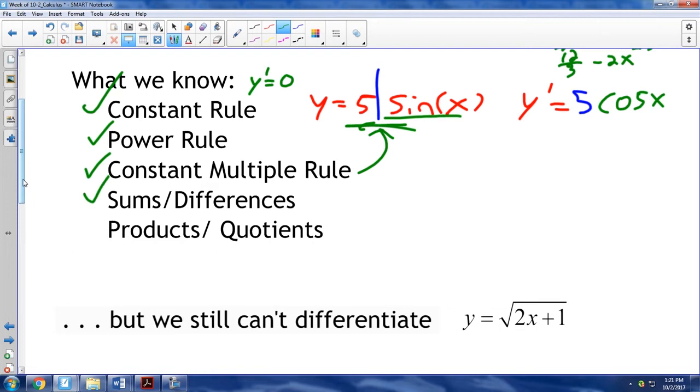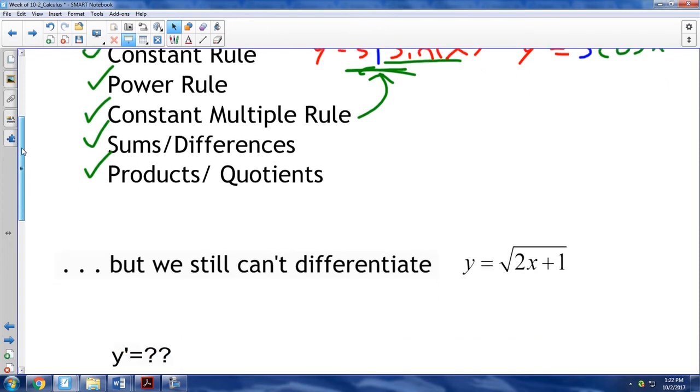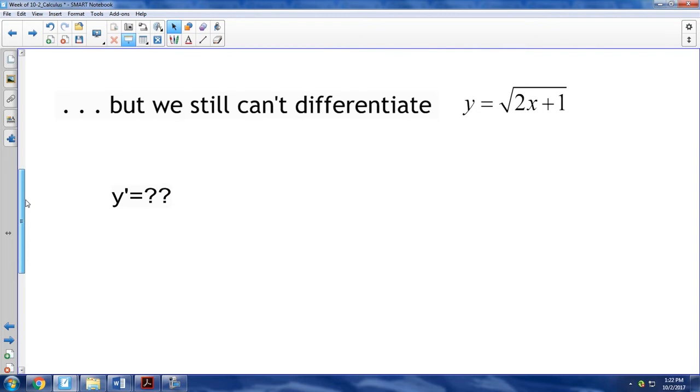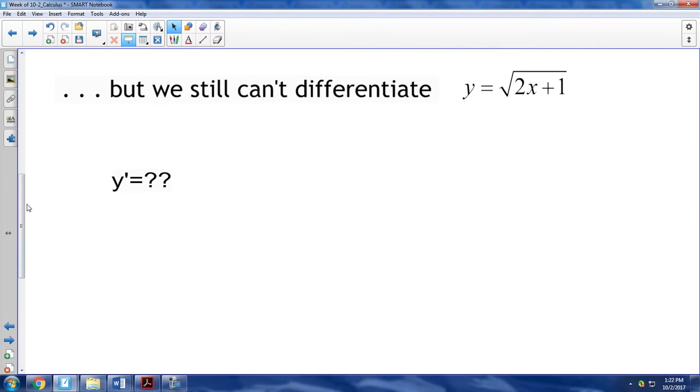And now our favorite, products and quotients, which is all of that big formula type of stuff. So do you feel comfortable? We kind of know this all, more or less? We've learned it? Okay. But we still can't take the derivative of that. And the question becomes why? What is special about this that we can't take the derivative of it? Anybody know? I could tell you why we can't take the derivative of it. Yes? It's 2 terms inside of a square root.